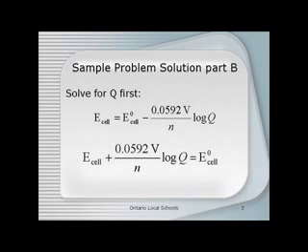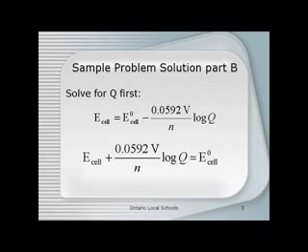Well, when we go to solve for this, we need to solve for Q first. So we look at our base equation. E of the cell is equal to E of the cell under standard conditions minus our 0.0592 volts divided by N times the log of Q. And we're going to just go ahead and rearrange this equation, and I'll go through it step by step so that we can get Q isolated.